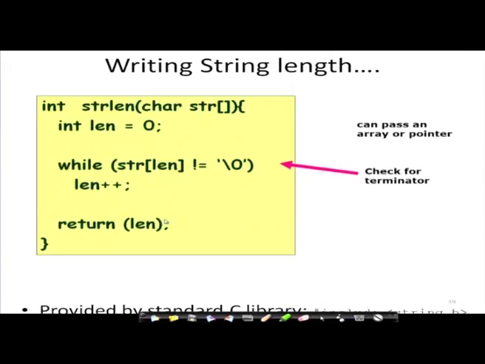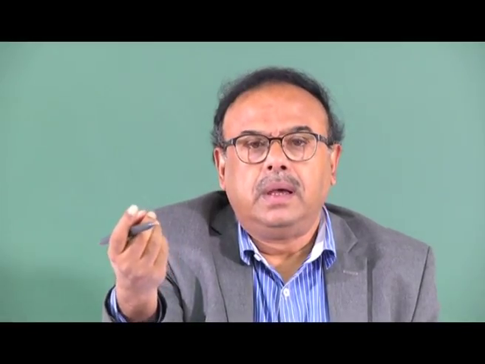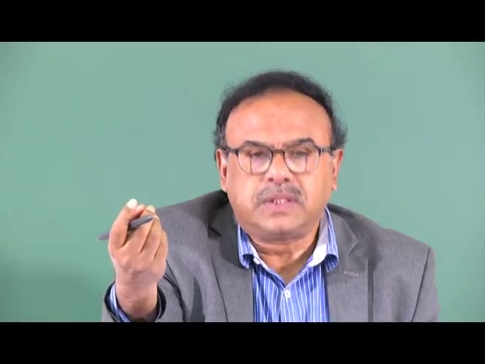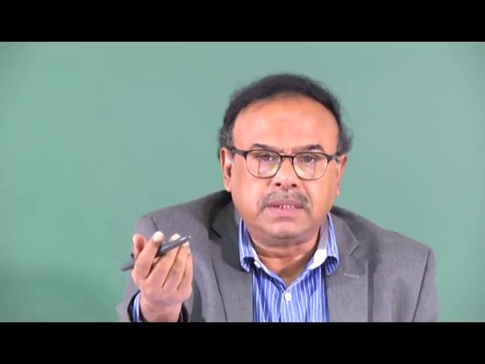Now, this is provided. Of course, I have to include string.h, but this thing that I am writing is actually already available, so I need not write it. I need to simply include, I call it hash include strings.h, that library. A similar program is already written, and when I write strlen, that is the program that is activated.